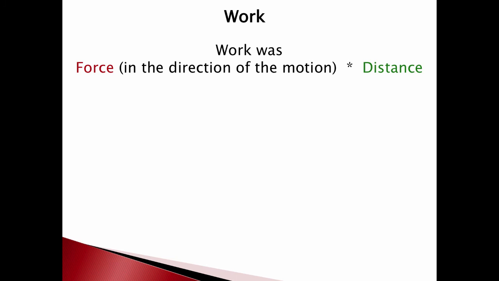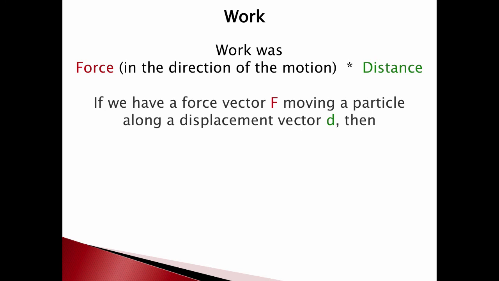Well, if we have something that's not just one dimensional, something where we have vectors involved, if we have a force vector, call it F, that moves a particle along a displacement vector, call that D, then what's work? Well, it's the component of the force in the D direction times the length of that D vector. And if you untangle that using the formulas we had on the last screen, it says that work is, again, it looks like force times distance, but the times means dot. Work is the force vector dot the displacement vector.